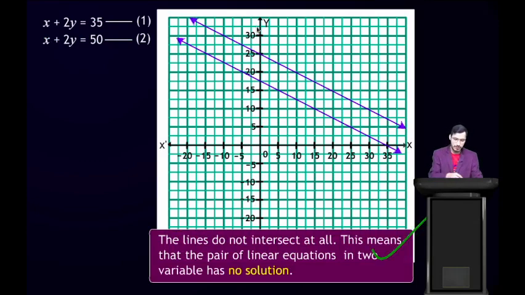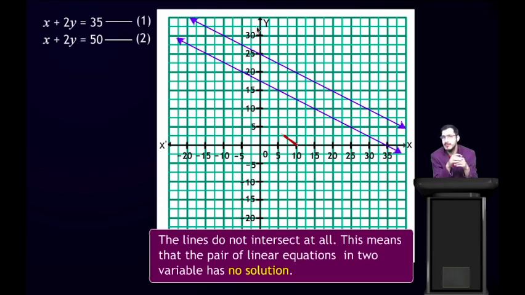Here students, you can see the graphical representation of both the lines. In this case you can see the lines do not intersect at all. This means that the pair of linear equations in two variables has no solution, because there is no common point between the two lines.